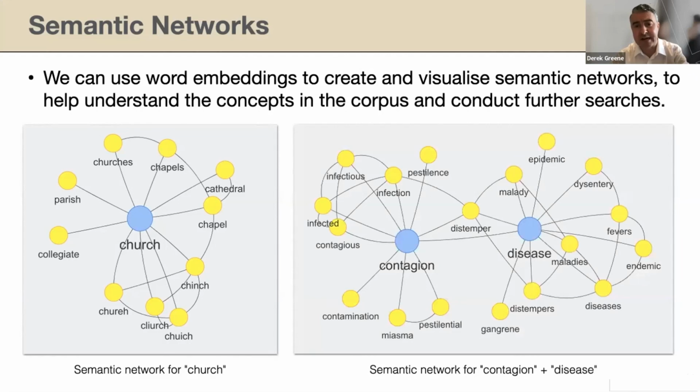We can also use the same approach for multiple keywords as well. So in this case, we have the semantic network for contagion and disease, and we can see the connections between the two different concepts, what the overlap is between the related words and so on. And we could actually do this at a much larger level as well.